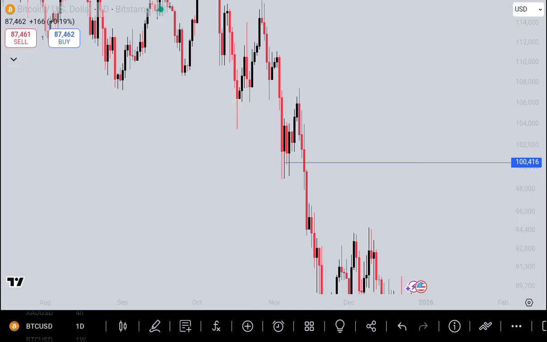Okay, so your assignment for today is to go through your charts. Look for continuation patterns that worked, look for continuation patterns that failed. Understand why they failed and why they worked. Look for reversal patterns that worked and reversal patterns that failed. Understand why they worked and why they failed.